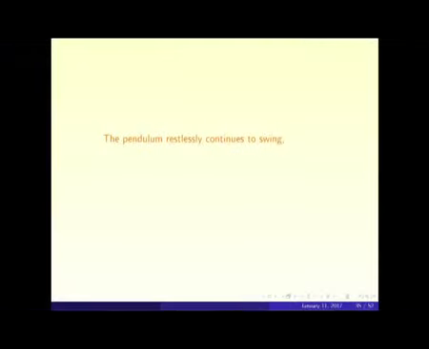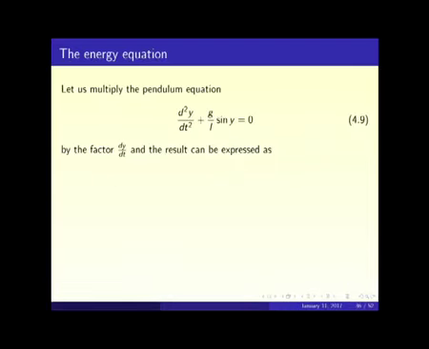The pendulum restlessly continues to swing, punctuating the inexorable march of time. So the pendulum keeps swinging and it calibrates the interval of time for you. So let's go back and recall what the pendulum equation was. d2y by dt squared plus g over L sine y equals 0. That is equation 4.9. Now what we do is let us multiply this equation 4.9 by a factor of dy by dt. What happens?